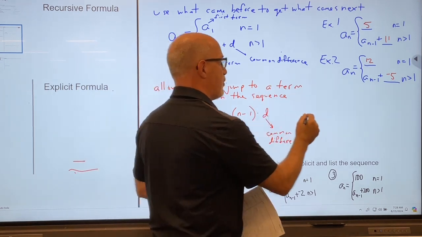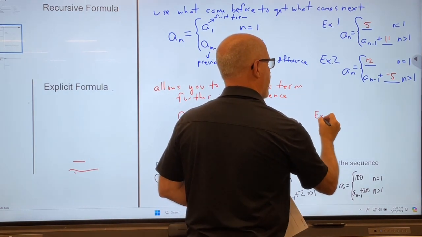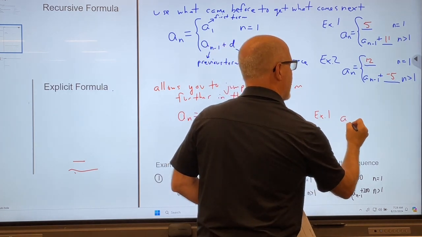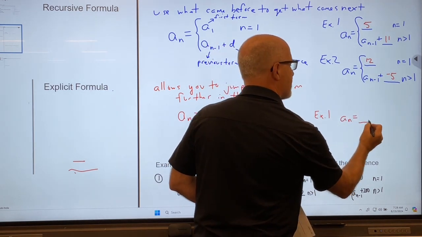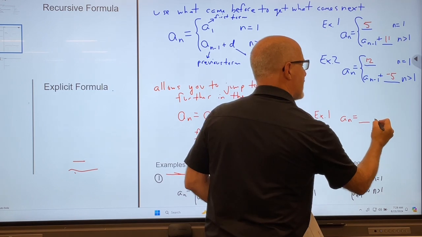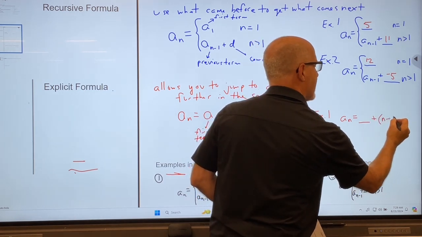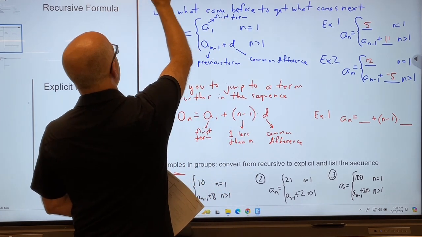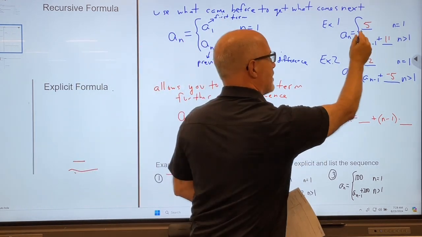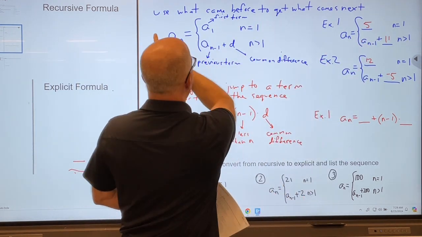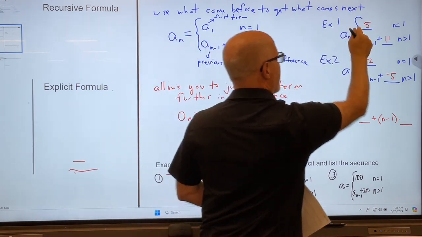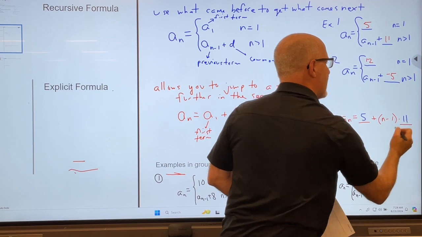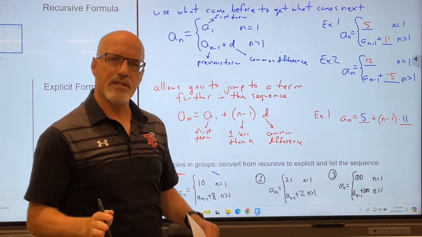All right, so for example 1 up here, again, I'm going to write it out: a sub n equals, and there's going to be 2 blanks, the first term plus n minus 1 times the common difference. So for this, we're going to put into those blanks my 2 missing numbers. Let's do, for example, 1 here. My first term was 5, and my common difference was 11. That's all you have to fill in. The rest of the formula is the same.